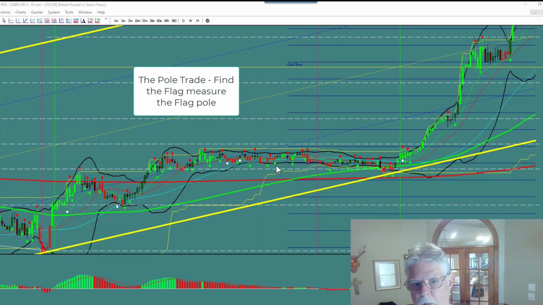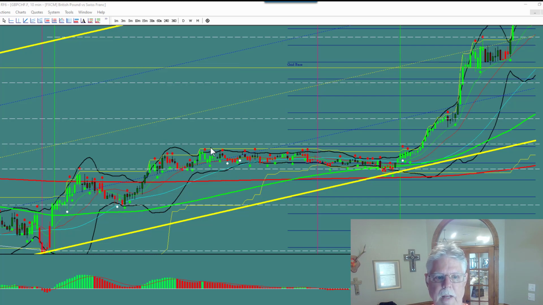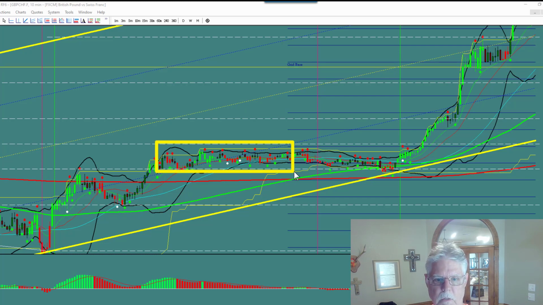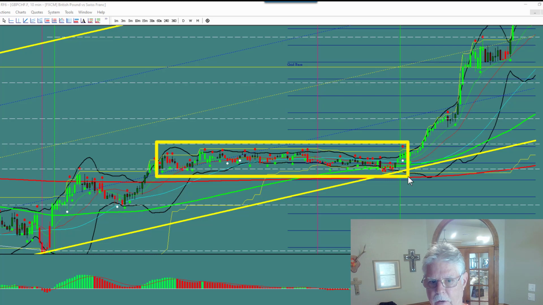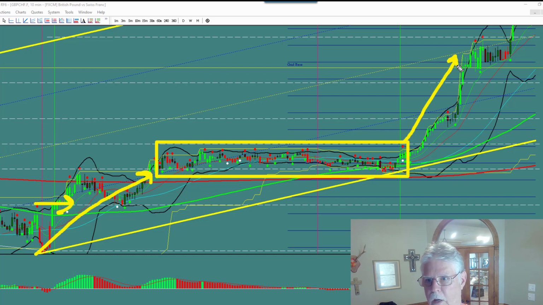Alright, it's called the pole, and it's called the pole because you have to first identify the flag, which is going to be right here. That's a sideways move. That's a flag pattern. And however you got into the flag is how you're coming out. So we came in going like this. Whatever that is in size is what this is going to be in size up here.